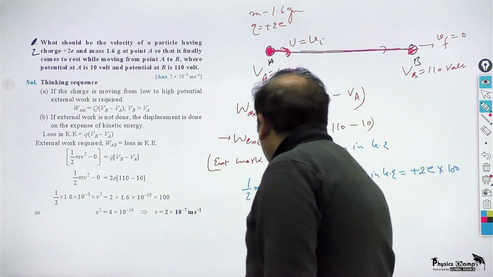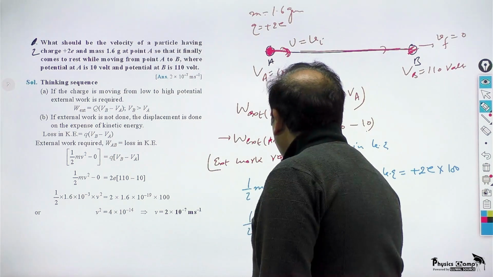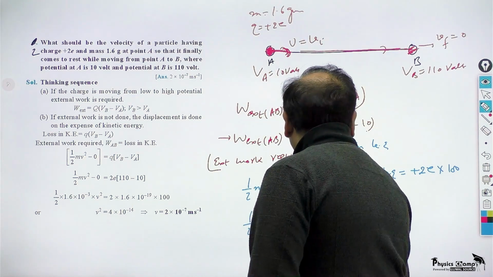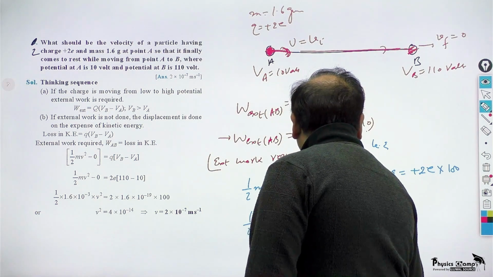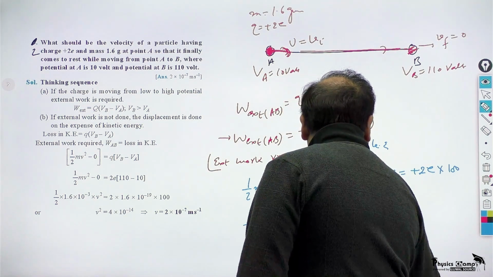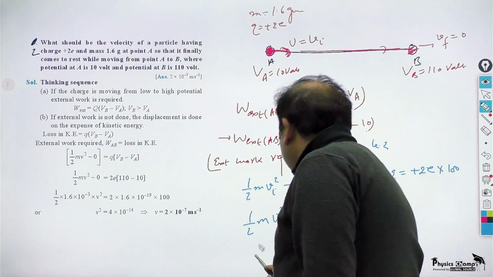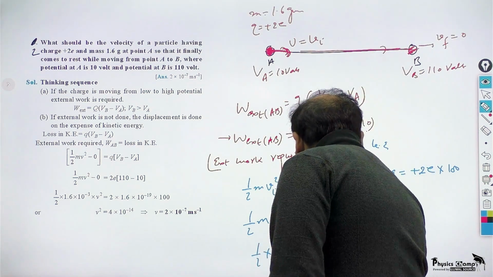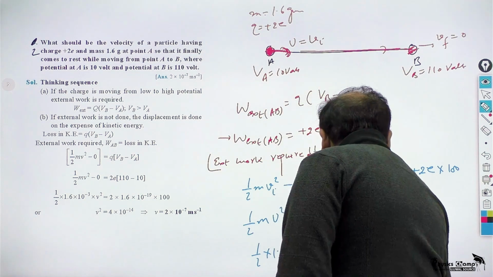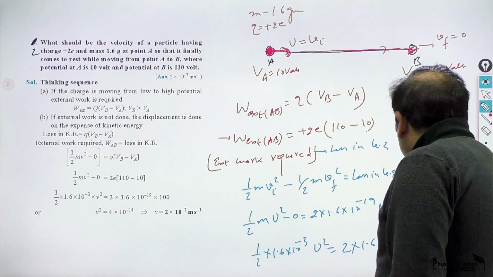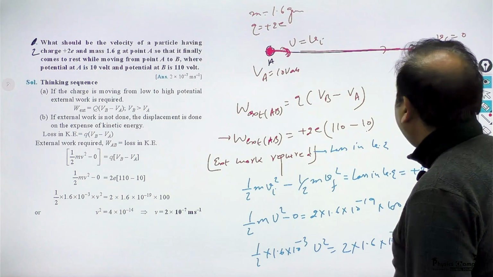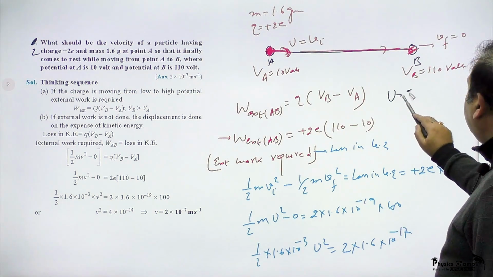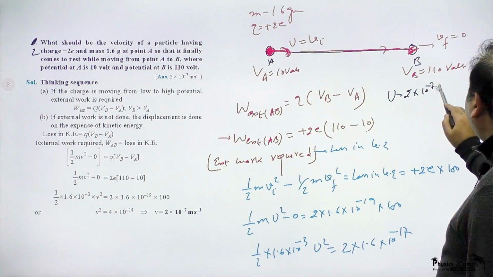So I would say half m v initial square, maybe u square, with final velocity 0, is equal to 2 into 1.6 into 10 to the power minus 19 into 100. The value of mass is also 1.6 gram, so into u square is 2 into 1.6 into 10 to the power minus 17. So from here we get the initial velocity u. It comes out to be 2 into 10 to the power minus 7 meter per second.